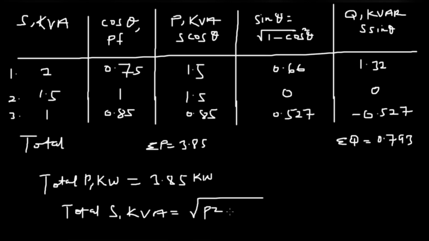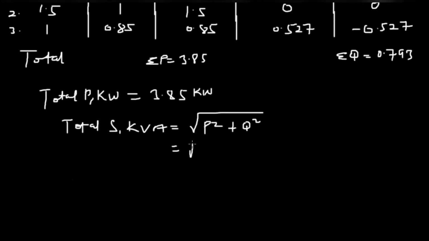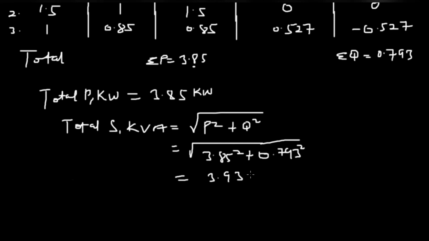the root of P squared plus Q squared. So we have P, 3.85 squared, plus our Q, that's 0.793 squared. When you compute all of this, you end up with 3.93 kVA.